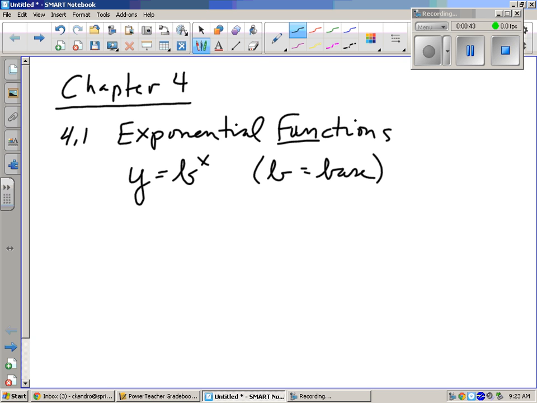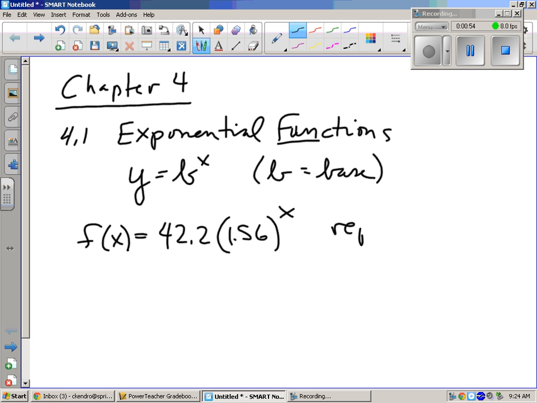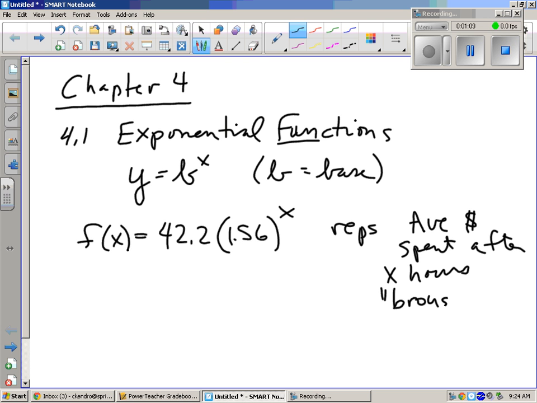So let's look at an equation here. y equals 42.2 times 1.56 to the x. And believe it or not, this function represents the average money spent after x hours of browsing in a mall. Oops, there's a w in there, browsing in the mall.